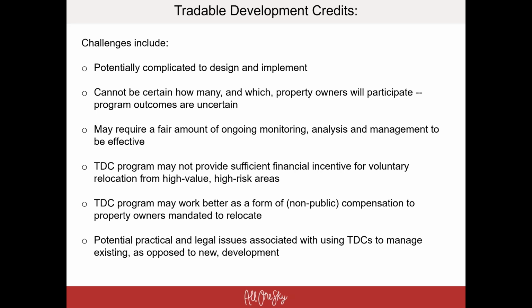Also, like I was saying, because it's voluntary, you may not necessarily get the right people leaving the zone at the right times. And then there's another key issue: because these schemes have been designed primarily within the context of new development, there are issues around how practical they are and what legal complications are associated with trying to retrofit them onto existing development, in terms of facilitating managed retreat at some point in the future.